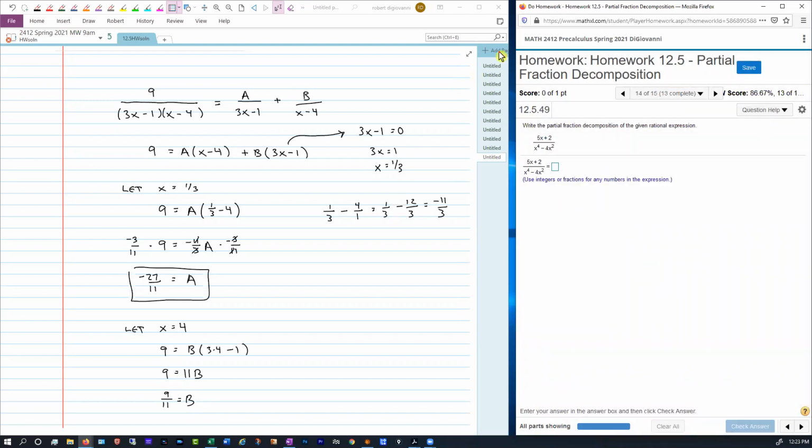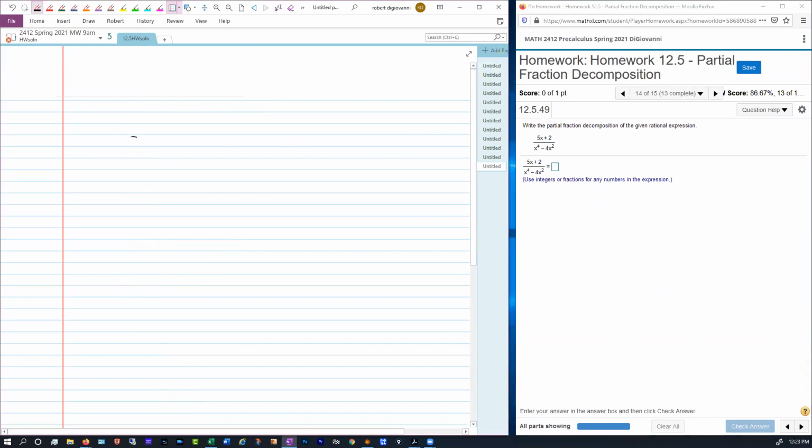All right, so for this one, 5x plus 2 over, let's see, the bottom I'm going to factor because it's not factored yet. So I pull out an x squared out of both of these and I get this. And then I notice that this is a difference of squares, so it factors even more. So x squared, and then I have x plus 2, x minus 2. I'm not going to work through this one. I'm just going to get the partial fraction set up.